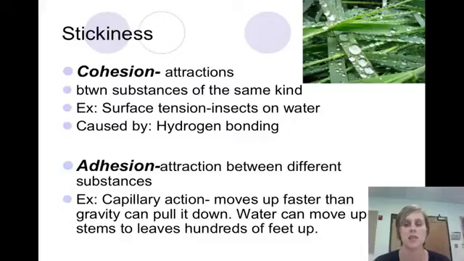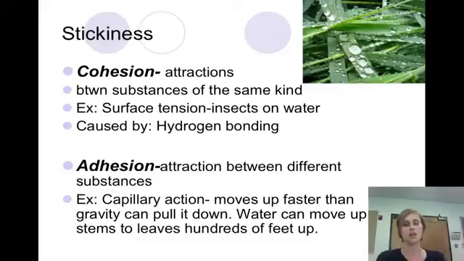Capillary action is another example. This is where water moves up faster than gravity can pull it down. So if you take a paper towel and put the tips of it into water, you see the water start moving up into the paper towel. That's capillary action. The water is attracted to the molecules of the paper towel and continues to move up.